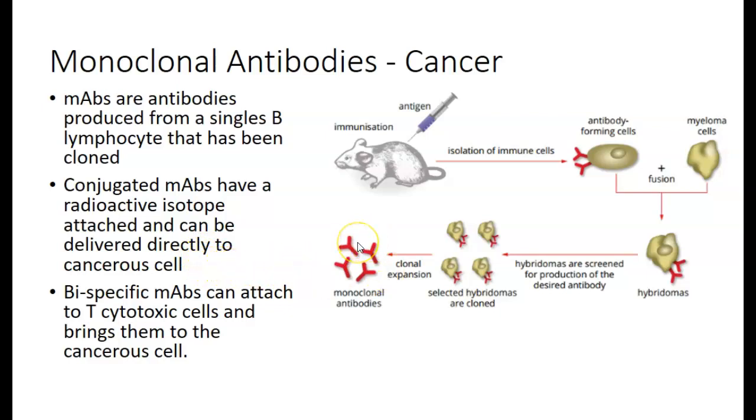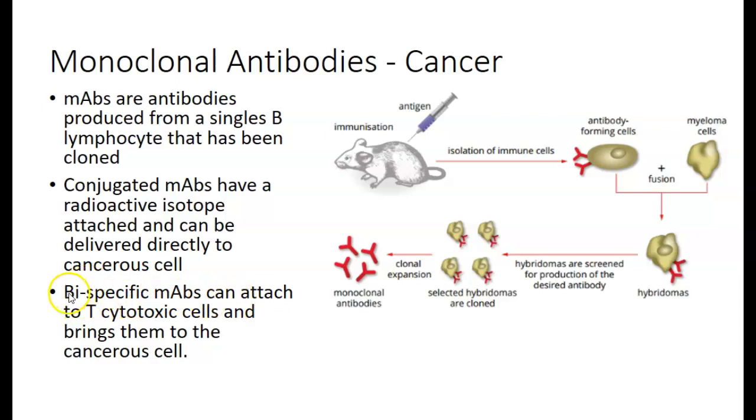So working a lot like chemotherapy would anyway, but in a very specific manner. Chemotherapy is administered to the body to kill off cancerous cells, but it's given to the whole body. A conjugated mAb would, if we've got the radioactive isotope attached on one side and the other side is able to attach to the cancerous cell, deliver that radioactive isotope directly to the cancerous cell. So it is a form of specific targeted chemotherapy.